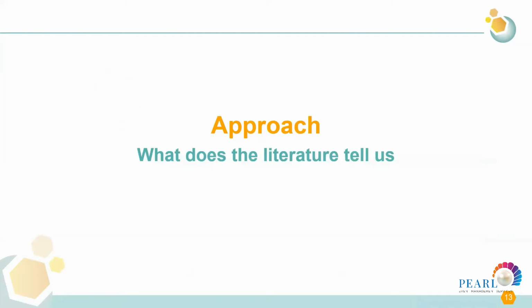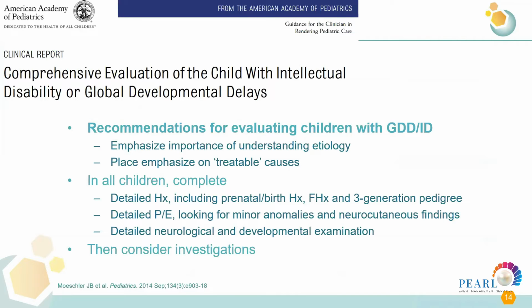So what does the literature tell us? Let's go back in time and see what has been published in this regard. First, the American Academy of Pediatrics published this clinical report on the comprehensive evaluation of children with intellectual disability or global developmental delay. They emphasized the importance of understanding the etiology and also especially the treatable causes. They emphasized that all children should have a very thorough and complete detailed history, including perinatal, birth history, family history, including a 3-generation family pedigree.